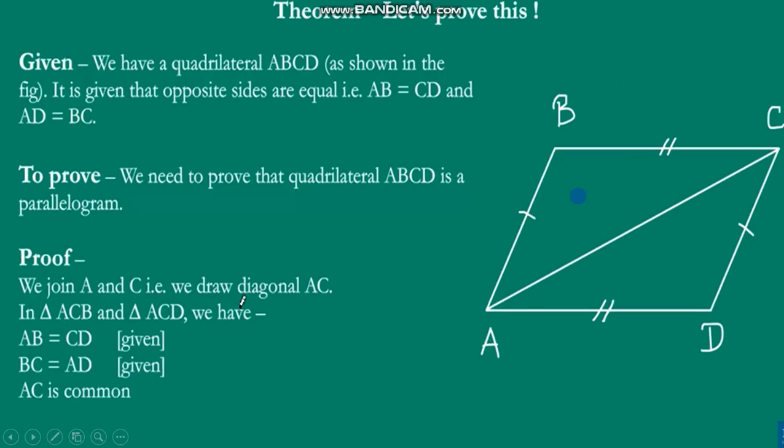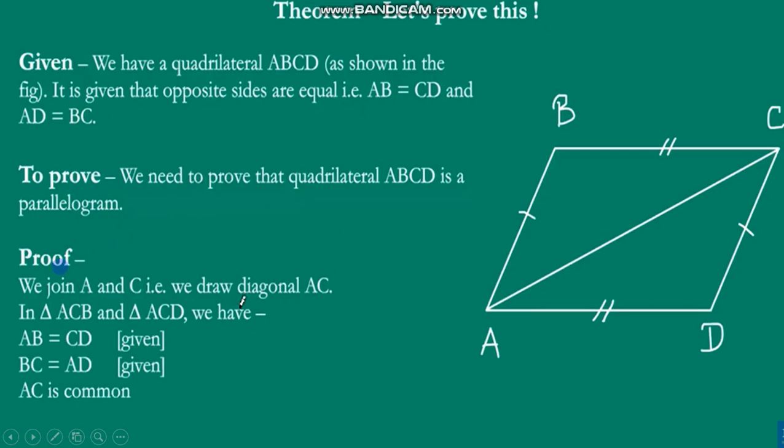Suppose this is a parallelogram. Name it A, B, C, D. So what's given here? We have a quadrilateral ABCD as shown in the figure. It is given that the opposite sides are equal. That means AB is equal to CD and AD is equal to BC. So what do we have to prove? We need to prove that ABCD is a parallelogram.